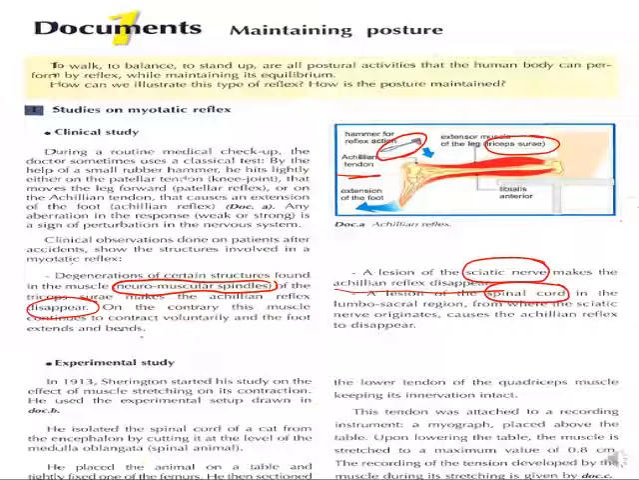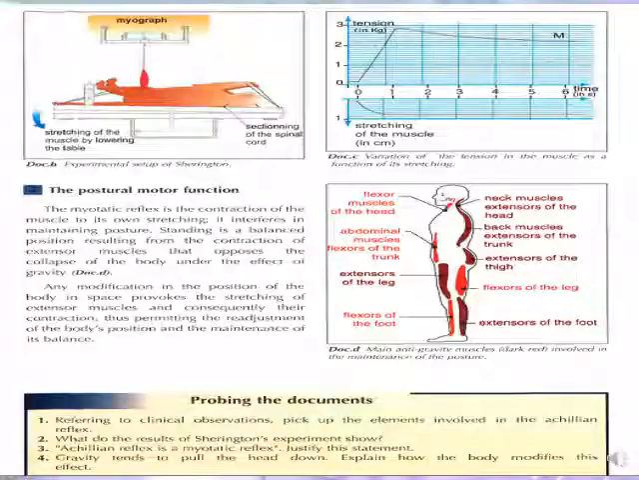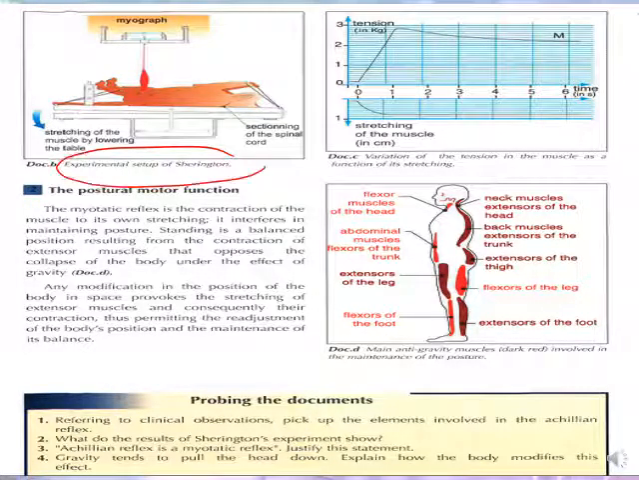Upon lowering the table, the muscle is stretched to a maximum value of 0.8 centimeter. The recording of the tension developed by the muscle during its stretching is given by document C. So this is the experimental setup of Sherrington's experiment. We have this cat, stretching of the muscle by lowering the table, sectioning of the spinal cord, and here we have the myograph. Here are the results.